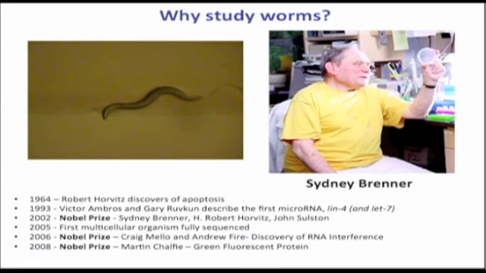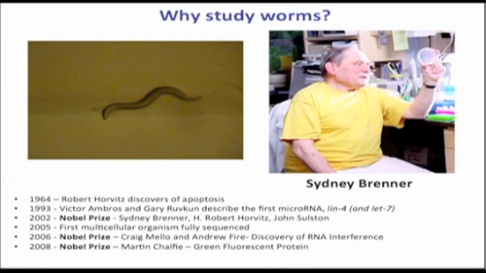In 1993, Victor Ambros and Gary Ruvkun discovered microRNA, the first microRNA, lin-4. Then in 2002, Sidney Brenner, together with Bob Horvitz and John Sulston, got a Nobel Prize for the decision to use this model system to study questions in biology. This was the first multicellular organism fully sequenced, way before the Human Genome Project was completed. In 2006, Craig Mello and Andrew Fire got the Nobel Prize for the discovery of RNAi. And many of you know about this very bizarre phenomenon that cells have to regulate gene expression.